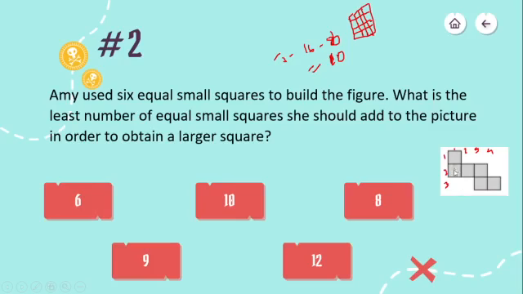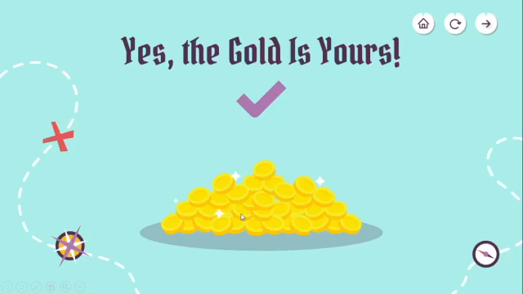She already has 6 small squares here. For a 4 cross 4 square there will be 16 small squares. For that you have to subtract the present squares from the total squares. So there will be 10 small squares Amy needs. Can we check the answer? Yes, the gold is yours. It is the correct answer.